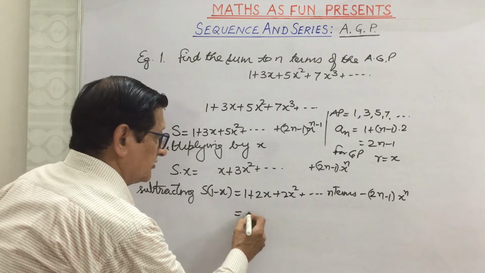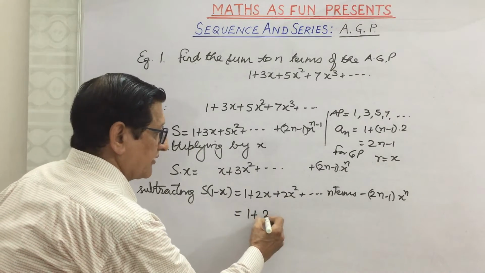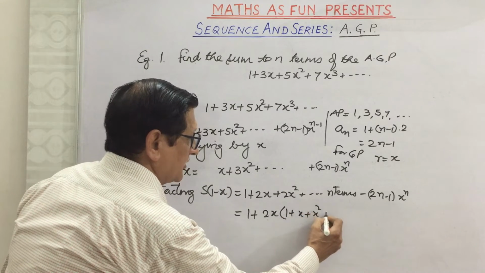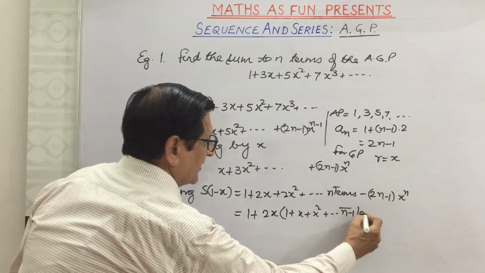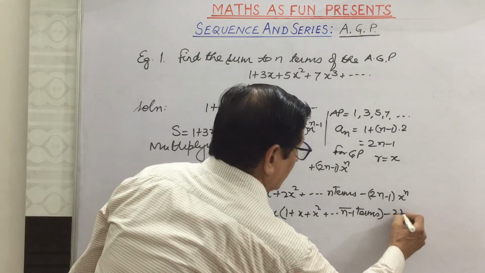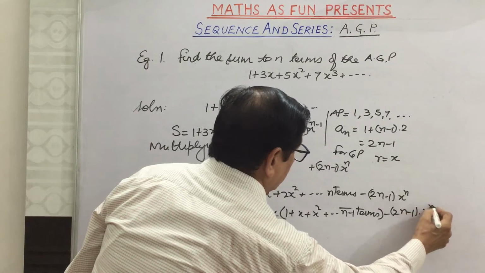And we can see here, if we take 2x common, this will be 1 plus x square and so on. We will have n minus 1 terms in the GP. And here we have minus 2n minus 1 into x power n.